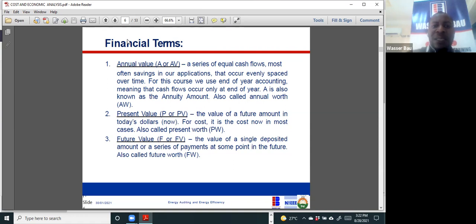So whenever you see A, it means annual value, a series of equal cash flow, most often savings in our application, that occur evenly spaced over time. For this course, we use end of the year accounting, meaning that cash flow occurs only at the end of the year. A, which is the annual value, is also known as the annuity amount, and it's also called annual worth method. So you can call it three things. If you see annual worth, annuity amount, or annual value, it's the same thing.